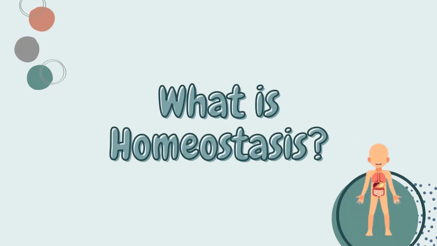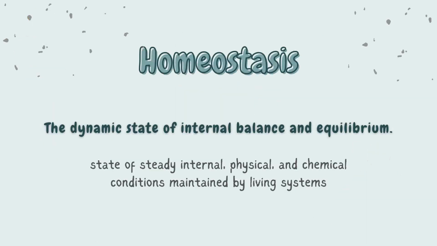But first, what is homeostasis? Homeostasis is defined as the state of steady internal, physical, and chemical conditions maintained by living systems. It is the balance of the body and the mind to maintain proper functioning and the body's needs are met. Basically, it is the dynamic state of internal balance and equilibrium.